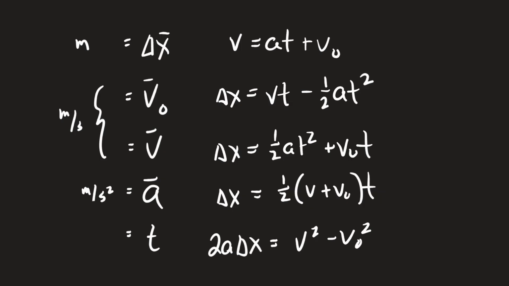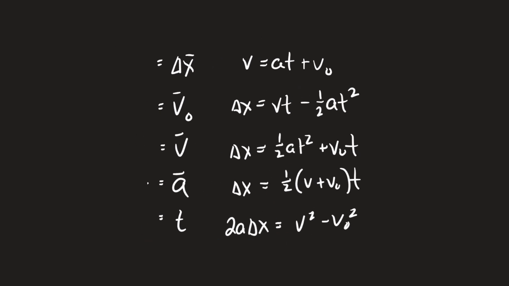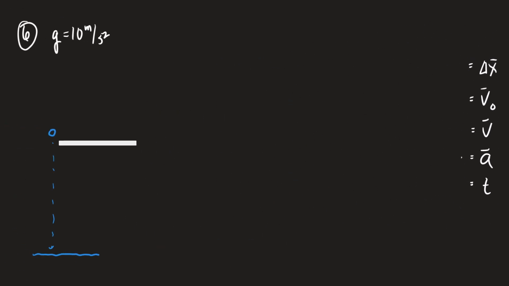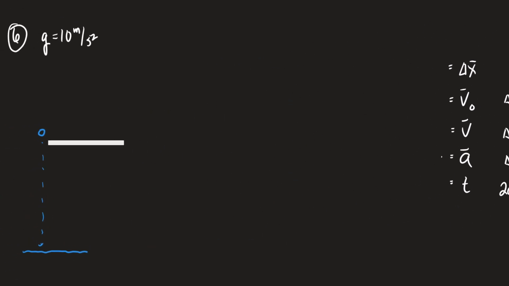Let's talk about this question in particular and how we might use this to solve our problem. You drop a rock off a tall bridge and you hear it splash after 2 seconds. How tall is the bridge? Well, drop means the initial velocity is 0. And as this is a free fall problem, the acceleration is 10 meters per second squared.